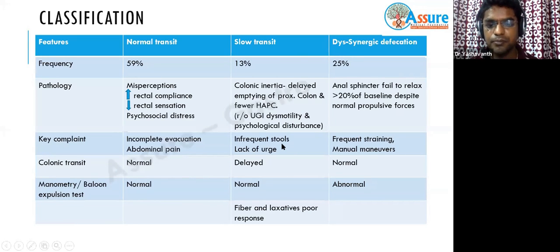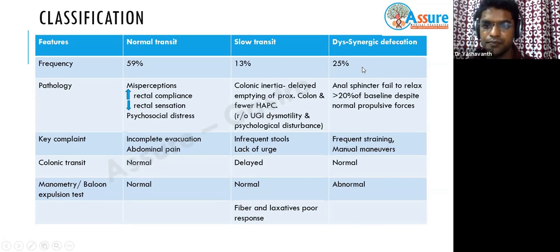These patients present to you with infrequent stool and lack of urge. They say, I pass stools once in a week. Okay, so this is what they present with. If you do a colonic transit study, it will be delayed. Manometry and balloon expulsion studies will be normal.